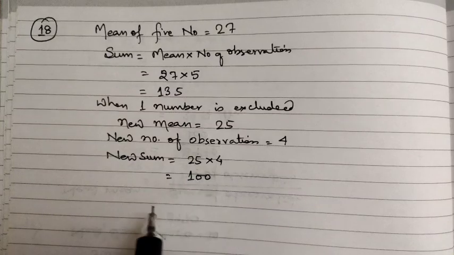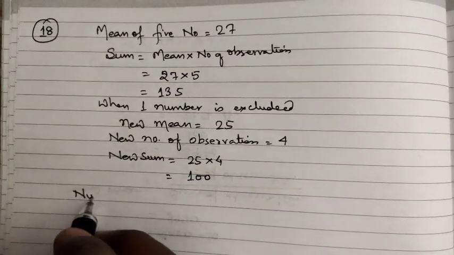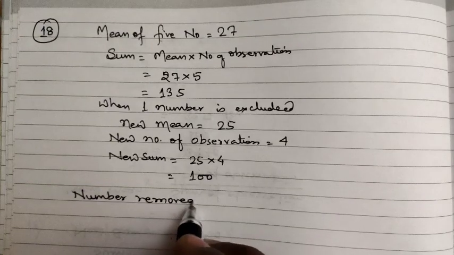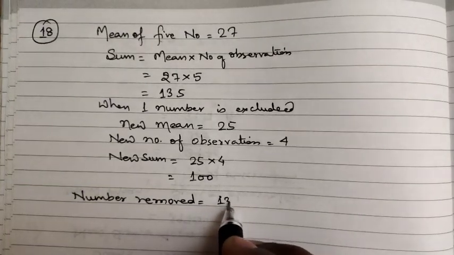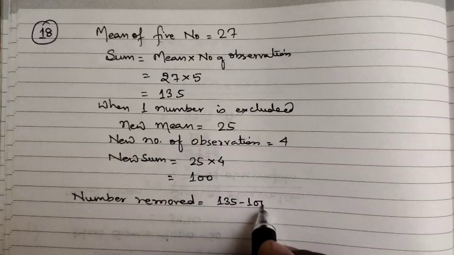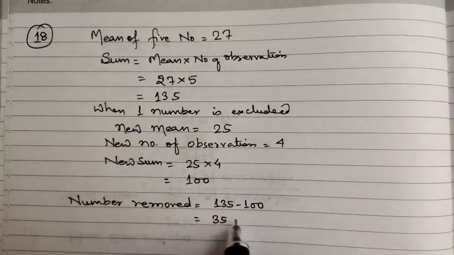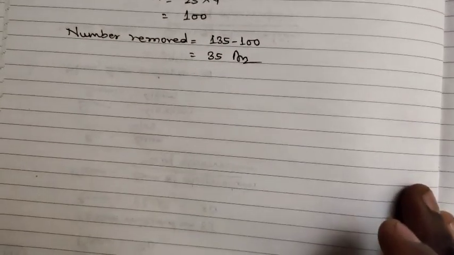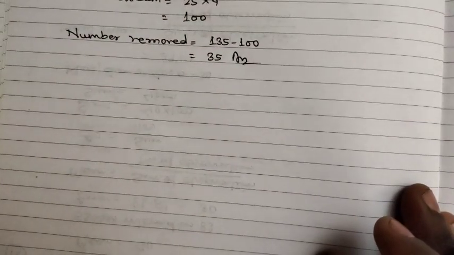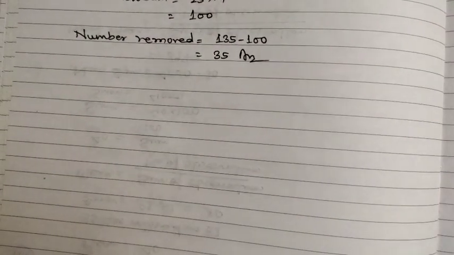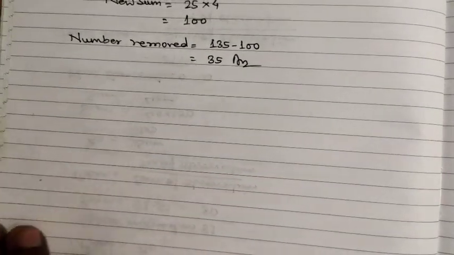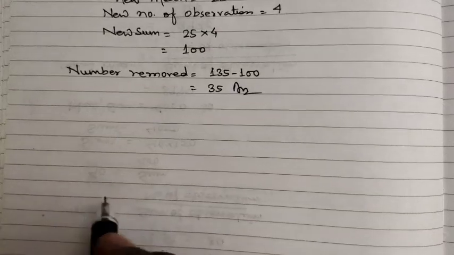Now the sum is 100. So we will write that the number removed is equal to 135 minus 100. When we subtract, we get the value 35, which is the number that has been removed. Now I hope that this question is also clear. Question 19 you have to solve on your own. 20 also. Now we will move to the median.